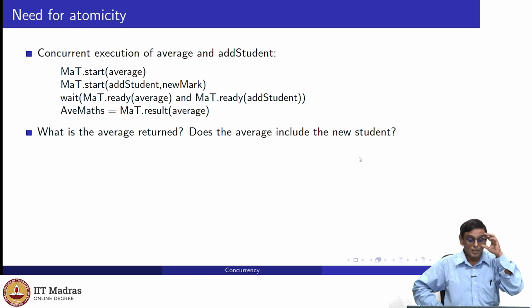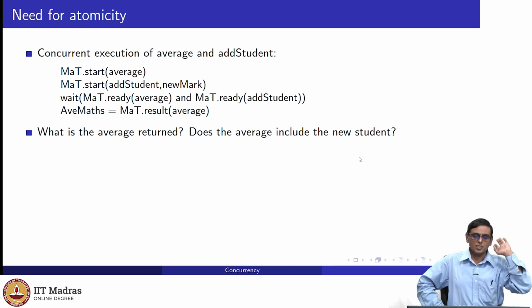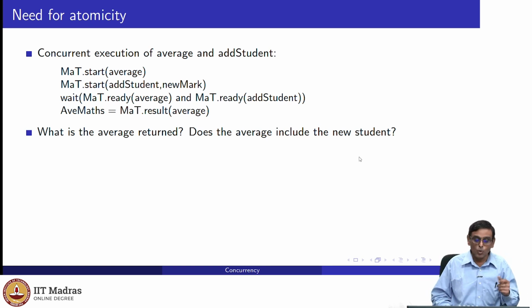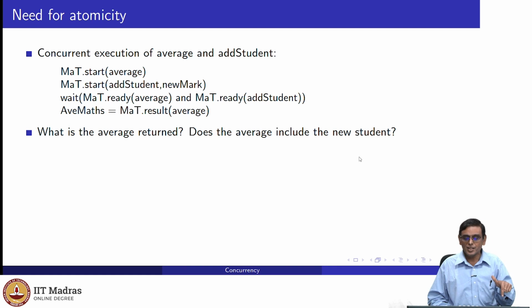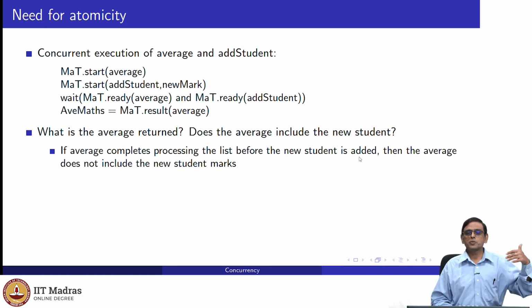But the question we can ask is, when we read the result of average, what result is coming out? Is this result including the new student who has just been added, or is this result before the new student was added? We don't know, because we called both of them together, right? We called average and add student together. So did the average get computed before the new student was added, or did it get computed after?